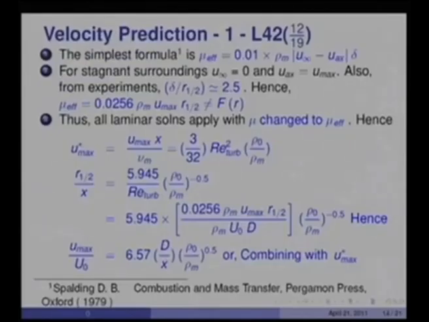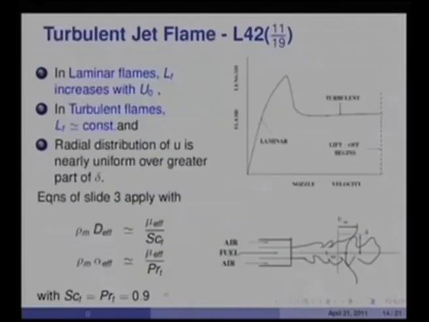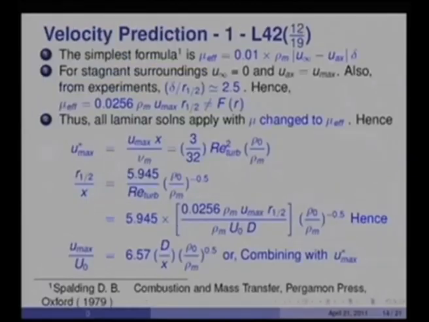So, the simplest velocity formula, we need now to define mu effective essentially. The simplest formula for mu effective is 0.01 into rho m into (u infinity minus u axial). U axial is the velocity of the jet at the axis, and u infinity is the co-flowing jet velocity.